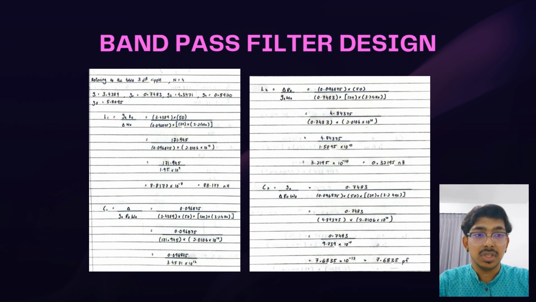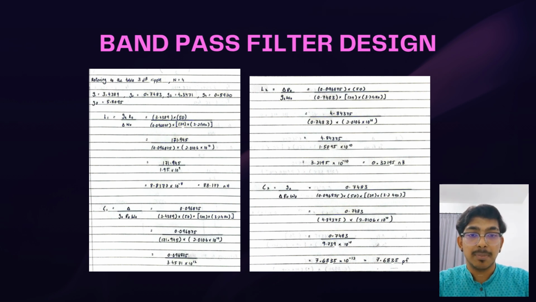The calculated values are carefully selected so that the filter provides the desired center frequency of 3.2 GHz and a bandwidth of 310 MHz. Every resonator contributes to the overall frequency response, allowing signals within the passband to pass with minimum attenuation while rejecting unwanted frequencies outside the passband. These calculations are very important because they directly determine the filter's performance.